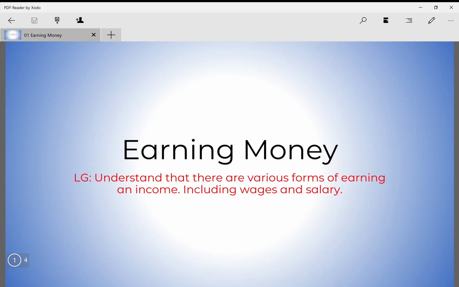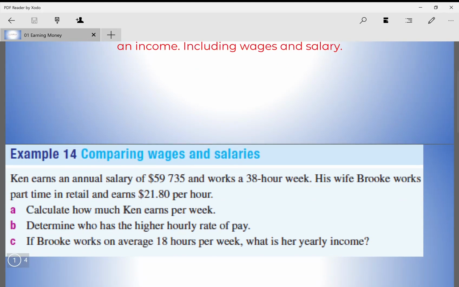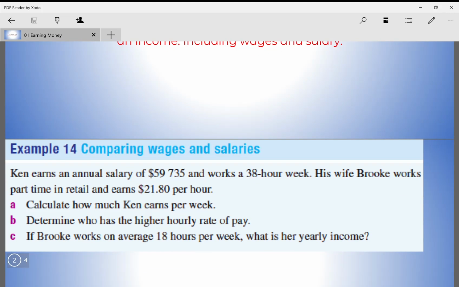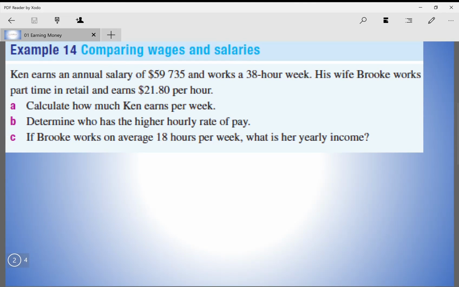We've started a new unit today called Financial Maths, and the first thing we're going to look at is ways to earn money. You should have completed your activity already where you've looked up definitions for terms like wages and salary and overtime and these kinds of things. So what we're going to talk about now is some of the types of problems we're going to be asked to answer in this unit.